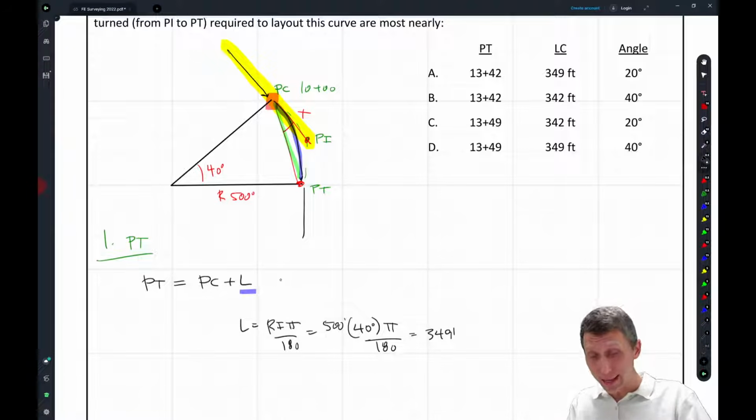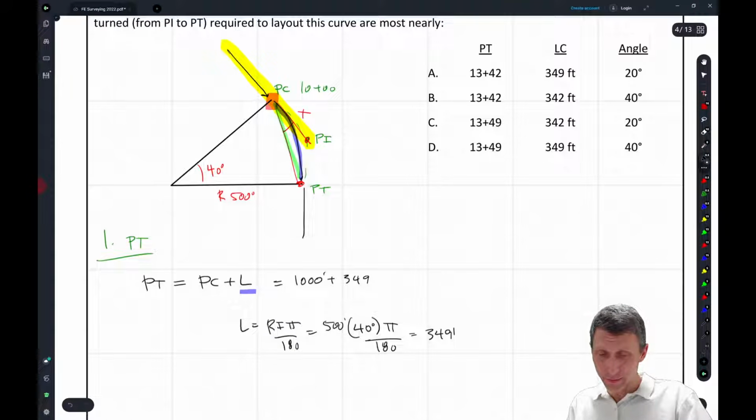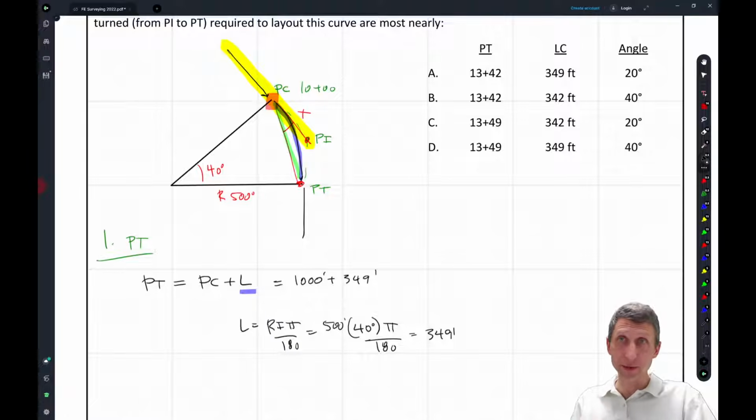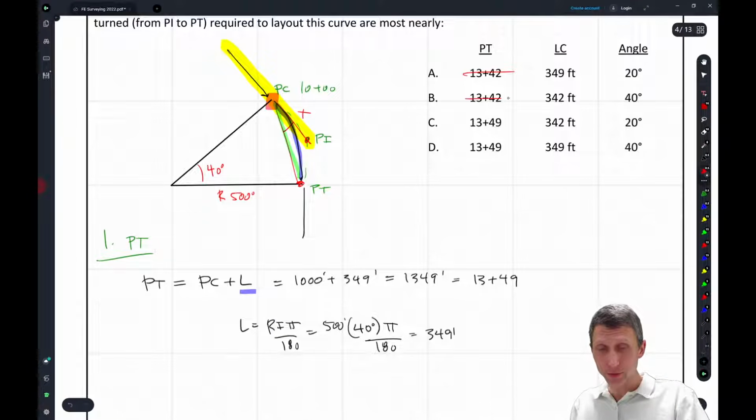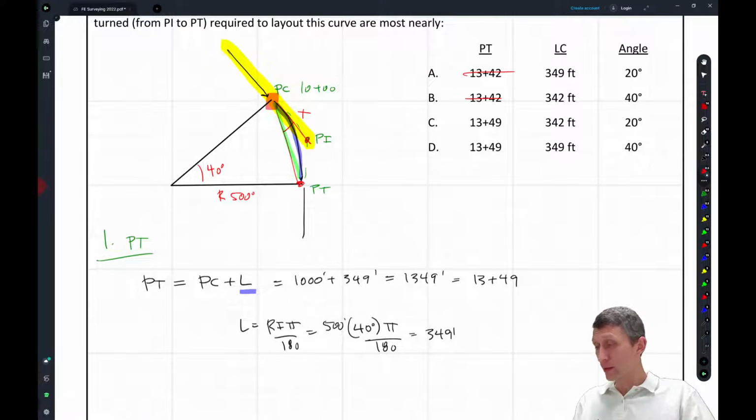So what's the PT? We're going to add 1,000 plus 349. To go from stations to feet, we just multiply by 100. 10 stations times 100 is 1,000 feet. And this is going to equal about 1,349 feet, or 13+49. Okay, so the good news is we can cross out a couple of answers, and we're left with a couple of choices here. So now you kind of pick your poison.